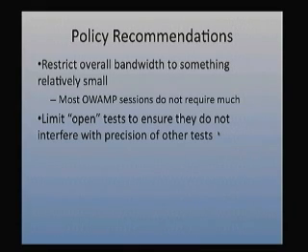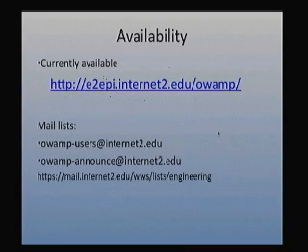And the policy recommendations are that the OWAMP daemon keeps track of all of the current traffic that's going on. It has global state in terms of that. So you can restrict the overall amount of traffic that any one system is going to do. If you can restrict that to something you're perfectly happy going across your network, it's not an issue. And it's available on this website.